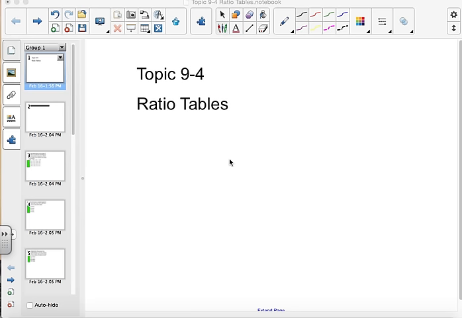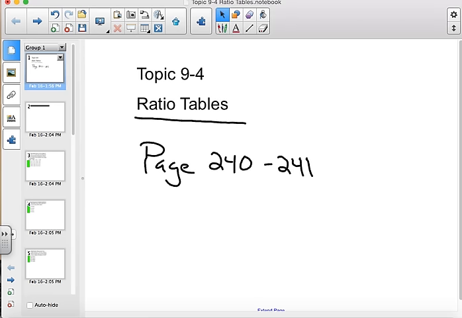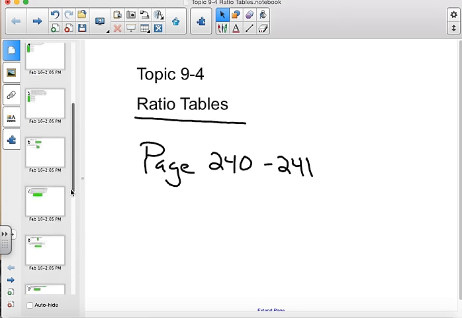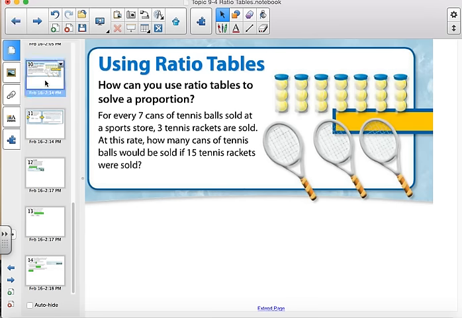What we're going to do in this video is talk about ratio tables. You can find this information in your book on pages 240 and 241. So why don't you pause the video, open up your book, and get ready to follow along.